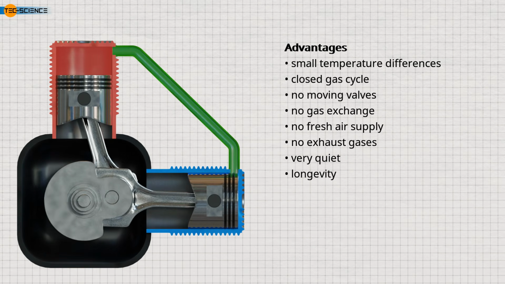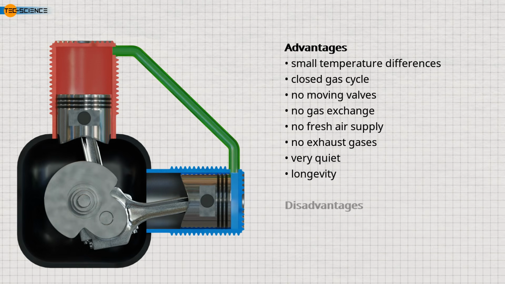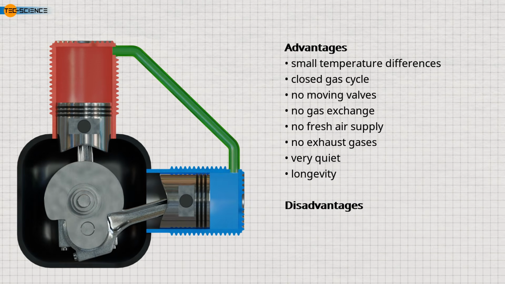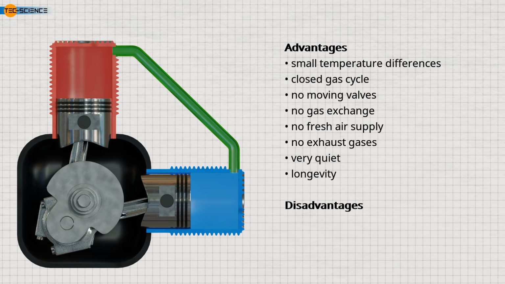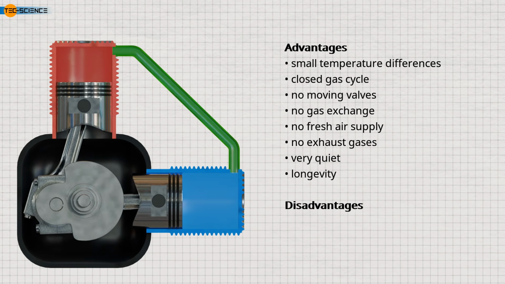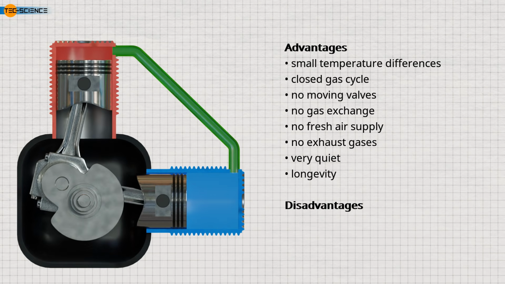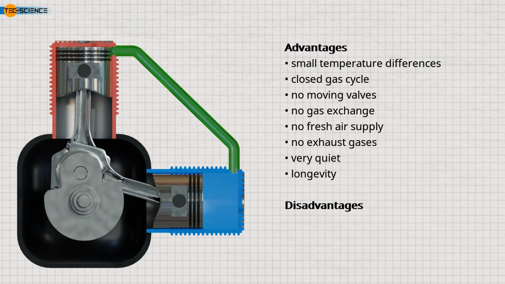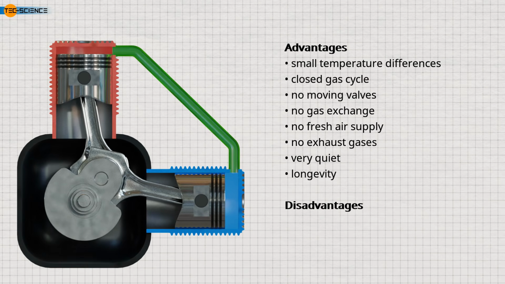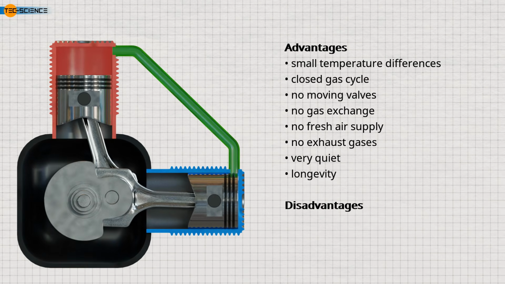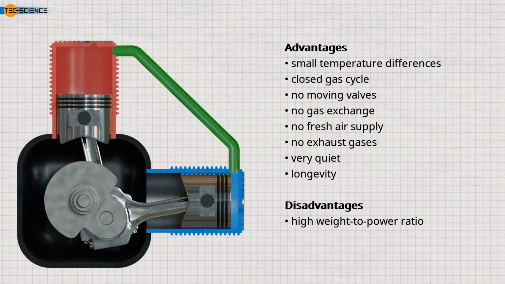However, the advantages are also accompanied by some disadvantages. For instance, the power output of a Stirling engine is relatively low compared to a conventional internal combustion engine of the same size. Therefore, for the same power, Stirling engines are larger and heavier. This is referred to as having a high weight-to-power ratio.